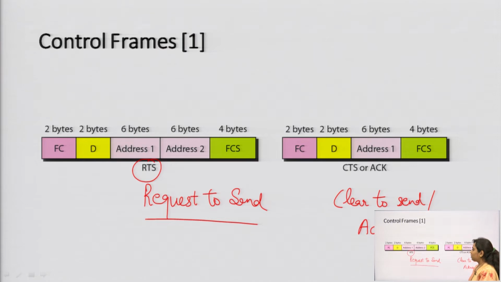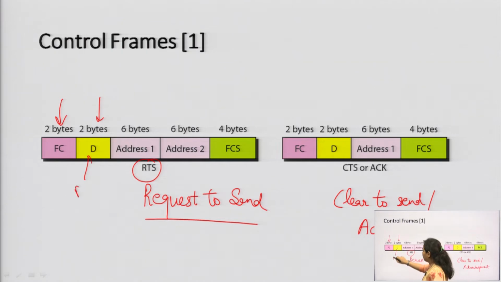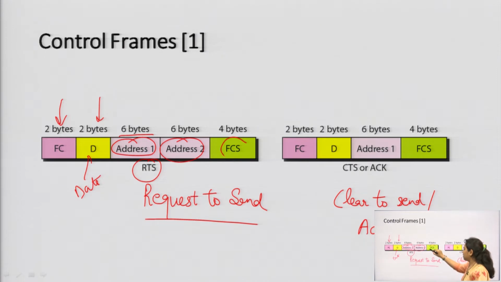So, this uses 2 bytes of information that is denoted by FC, and 2 bytes of information that is data. Then 6 bytes of information is used for address 1, and 6 bytes for address 2. Then FCS is the frame check sequence. Now, 2 bytes means 16 bits of information, that is used as FC information. Data is again 16 bits of information, then address 1 and address 2.